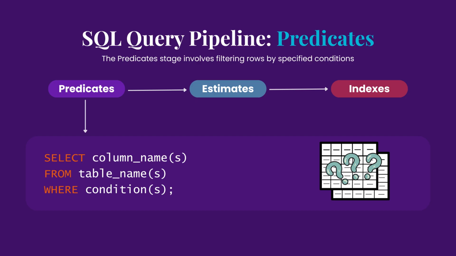This is where everything starts. Not joins, not indexes, predicates. Because the first question SQL Server asks is simple. Can I seek or do I have to scan? That one decision changes everything.